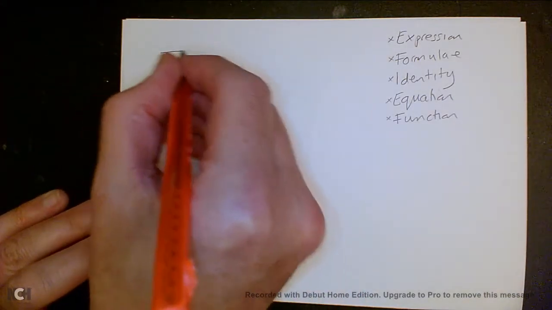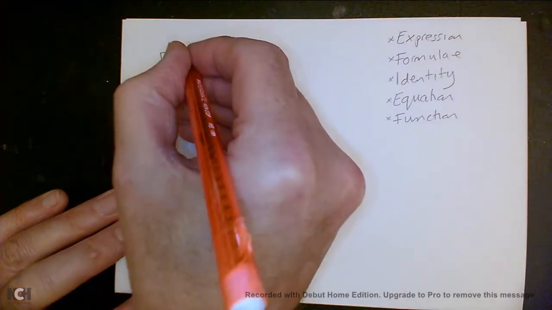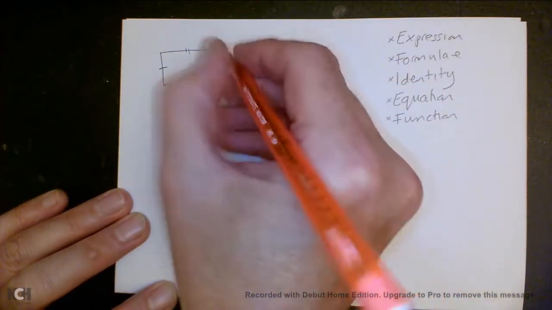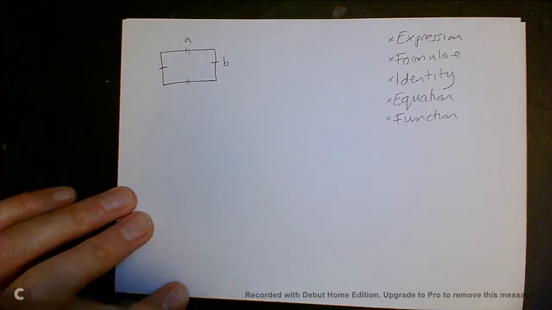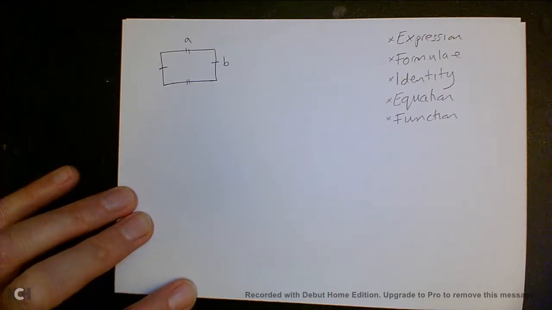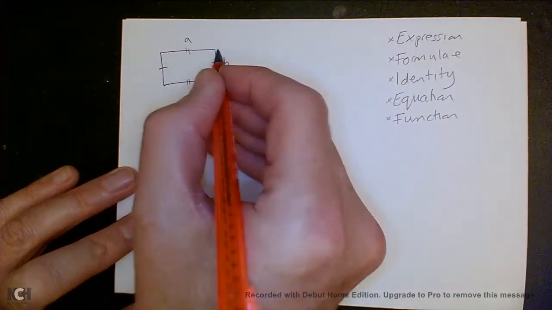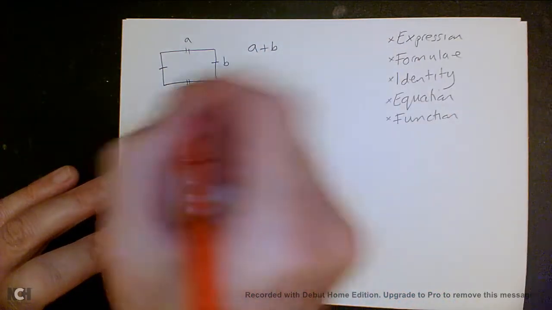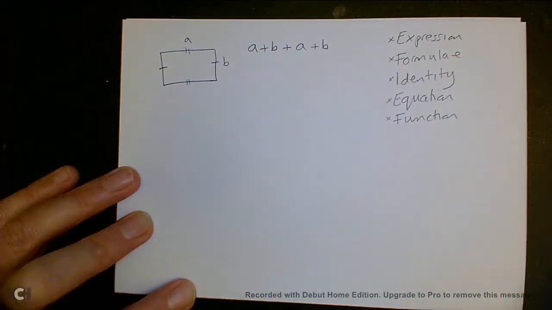If you had a rectangle and this side was A and this side was B, and you were asked to write an expression for the perimeter, you could write A plus B plus A plus B. That would be an expression for the perimeter.